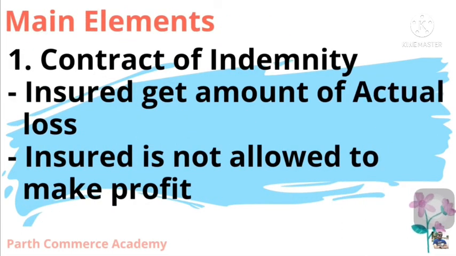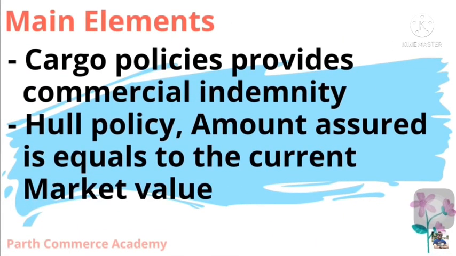Now let's see main elements of marine insurance. First, marine insurance is a contract of indemnity. In the event of loss, the insured gets the amount of actual loss from the insurer. In any condition, the insured is not allowed to make profit out of a marine insurance contract. Like cargo policy provides commercial indemnity rather than strict indemnity. In hull policy also, amount assured is equal to the current market value, not more than that.